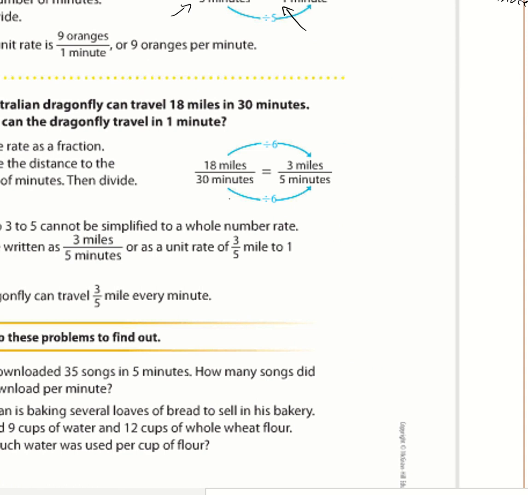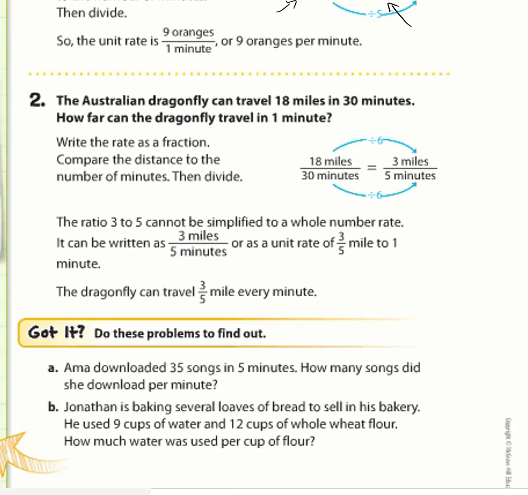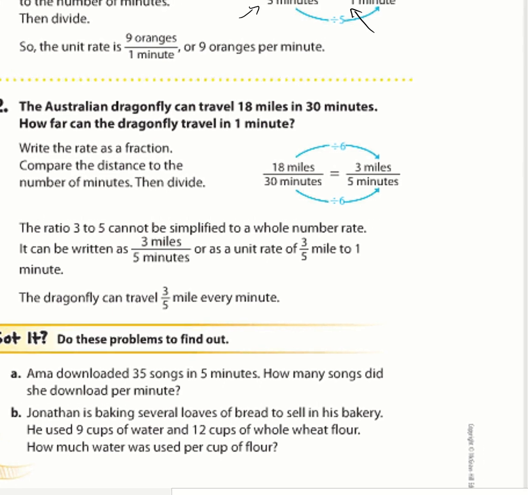And then we cannot divide by 30. It says write the rate as a fraction. Compare the distances to the number of minutes, then divide. So this is actually a ratio from 3 to 5. Because once we simplify, we get 3 miles for every 5 minutes. The ratio of 3 to 5 cannot be simplified to a whole number rate. It can be written as 3 miles to 5 minutes, or a unit rate of 3/5 of a mile to 1 minute.